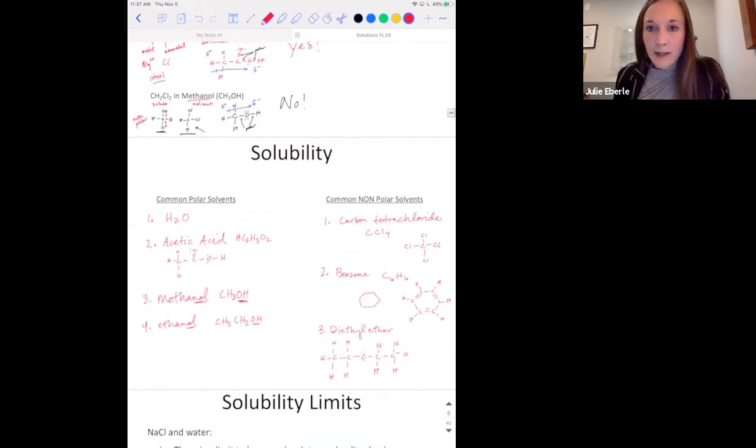If you could quickly glance at this list and say, oh, do I have one of these solvents? Is it polar, nonpolar? Then all you're trying to do is identify what kind of solute you have and if it is therefore polar, nonpolar, if it would mix or not. Any questions on these?